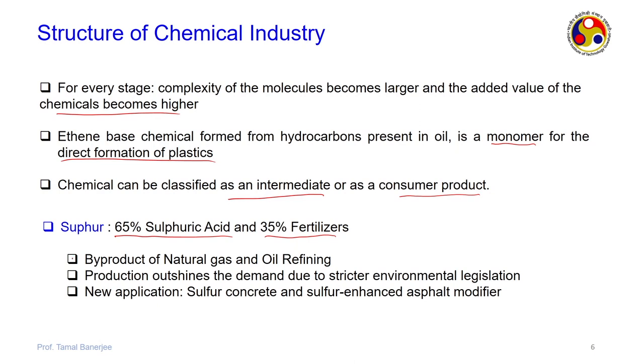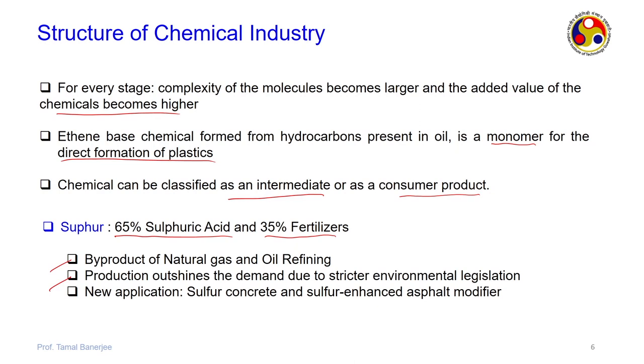So the source may be a byproduct of natural gas or oil refining, where production outshines the demand due to stricter environmental legislation. Sometimes the production of elemental sulfur outshines the demand because you can't release effluent SOx into the atmosphere. So you have legislation specifying how many parts per million or parts per volume should be there.